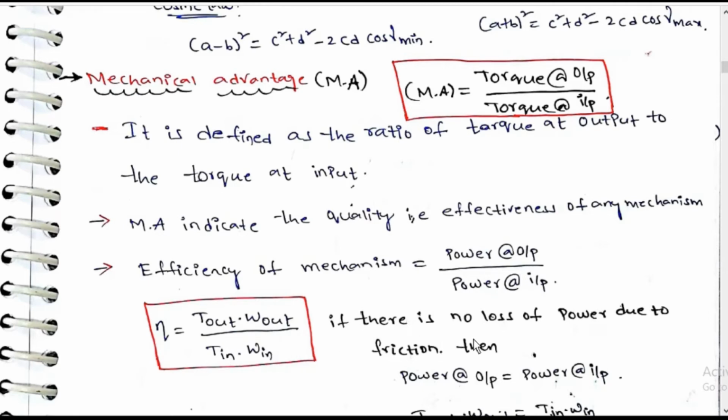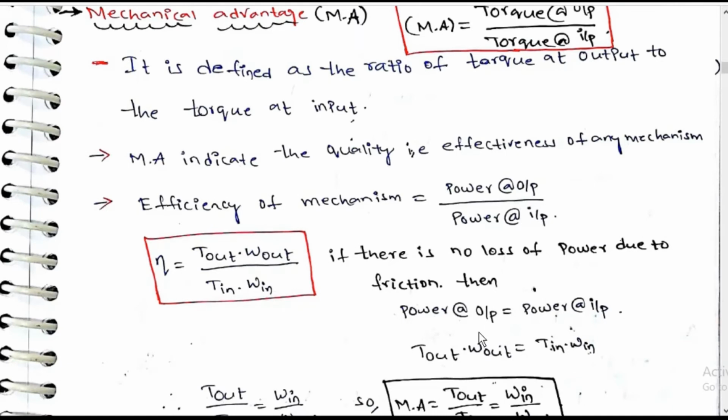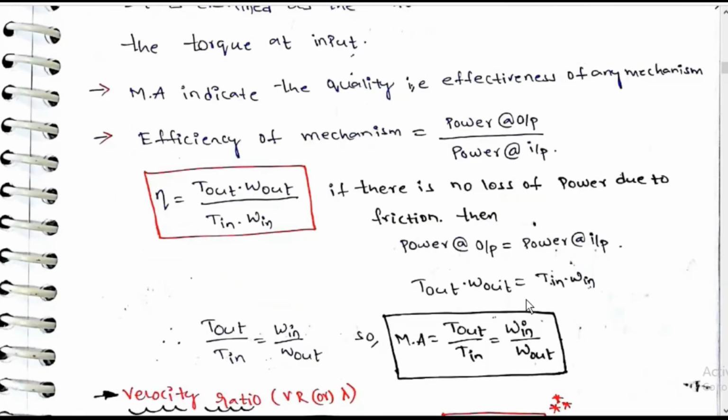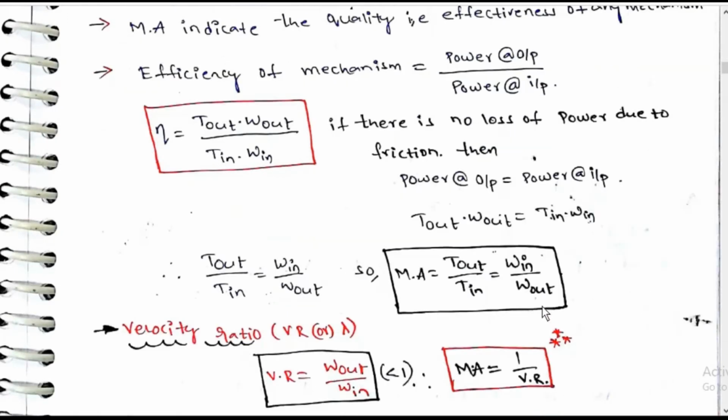If there is no loss in power due to friction, then power at output is equal to power at input. T out omega out is equal to T in omega in. T out by T in is equal to omega in by omega out. So mechanical advantage is equal to T out by T in, which is equal to omega in by omega out.